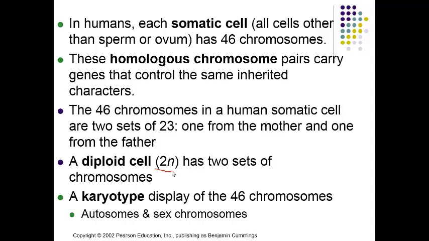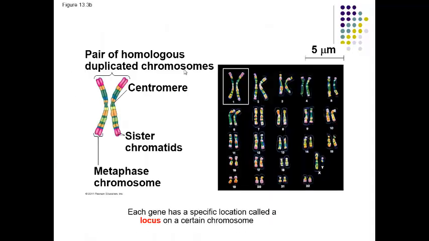These 23 pairs are called homologous pairs. Homologous means that they contain the same genes in the same locations. You inherit one set from your mother, you inherit the other set from your father. A karyotype is a display of all 46 chromosomes. Here we see a picture of a human karyotype, and what you're looking at here is chromosome pair number 1. So this is one chromosome, this is the other chromosome, and you can see that they contain the same genes in the same locations. The location of a gene is called its locus.